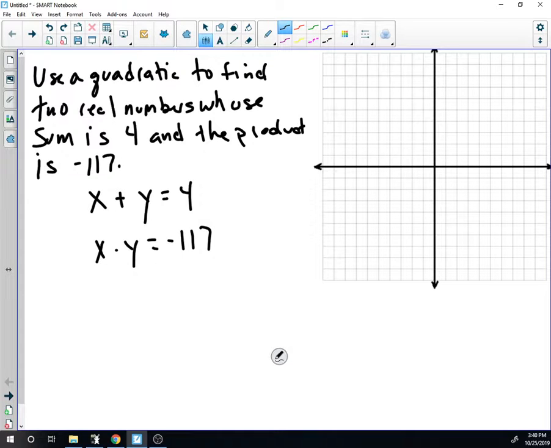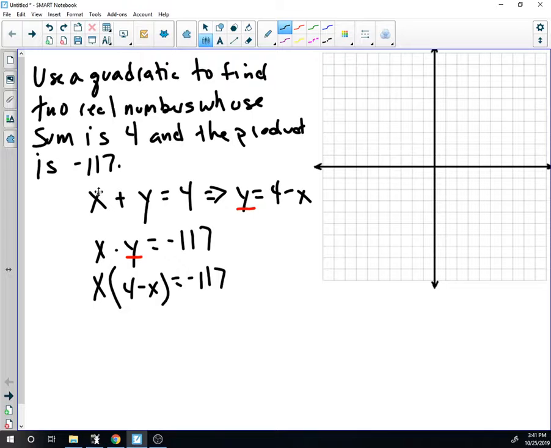Well, this is what I'm going to do next. I'm going to solve this equation right here for y. So I get y equal to 4 minus x. So I can now substitute this y for this y. When I do that, I get x times 4 minus x equal to negative 117. So now I have a quadratic. I just have to put it in a form that we're used to seeing.